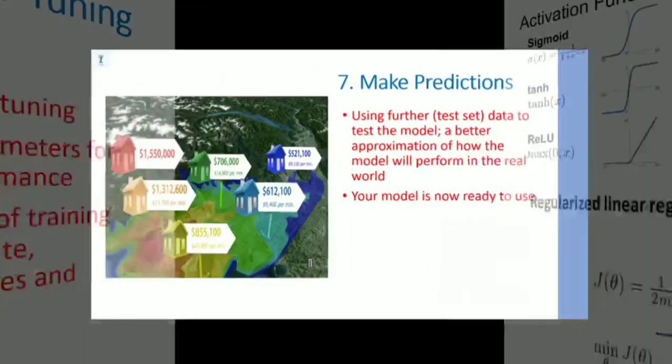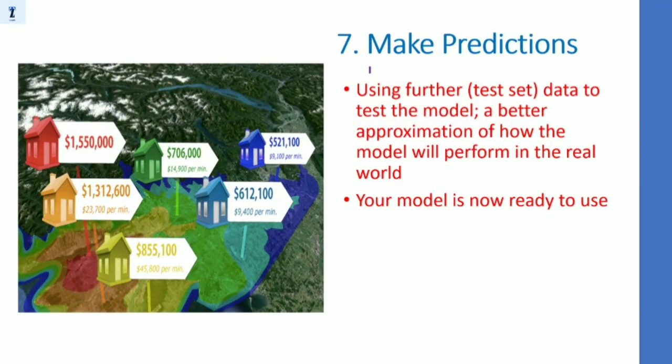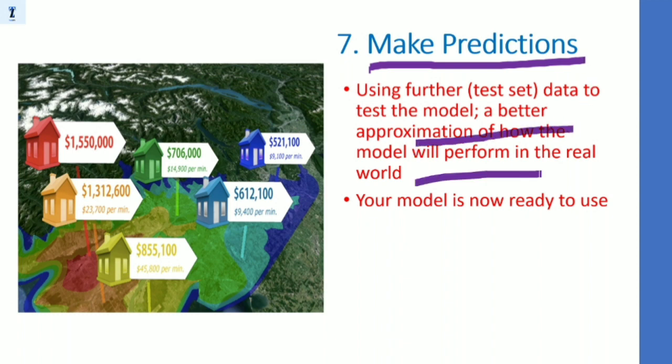Okay, so the final step is making predictions. Now our model is ready to perform in the real world. Okay, that is, now we can consider our model suitable for practical application and for predicting the price of the house. Okay, now your model is ready for use. Okay, so these were the 7 steps of machine learning.